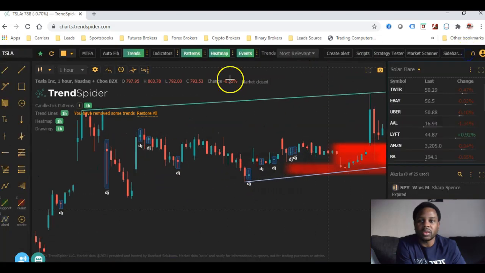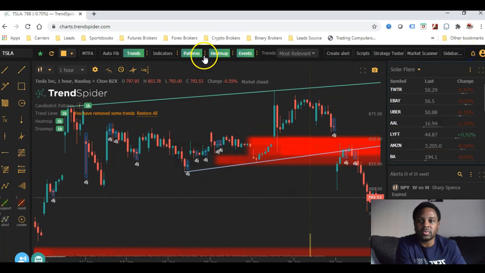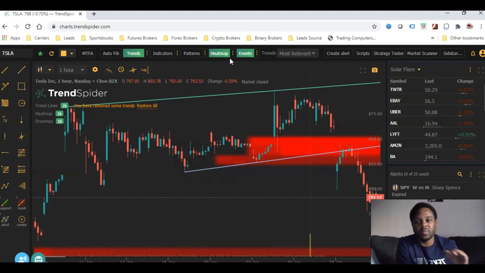Next, take the patterns off. Heat map. Heat map is definitely one of my favorite features in TrendSpider, because the trend lines along with the heat map make you a very, very knowledgeable trader. Let's take a look.